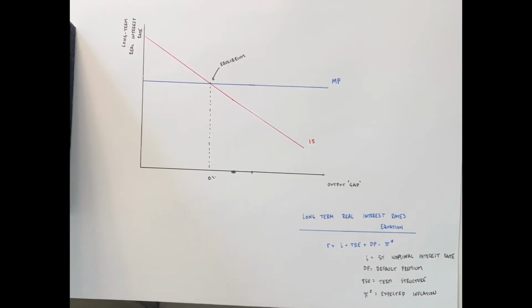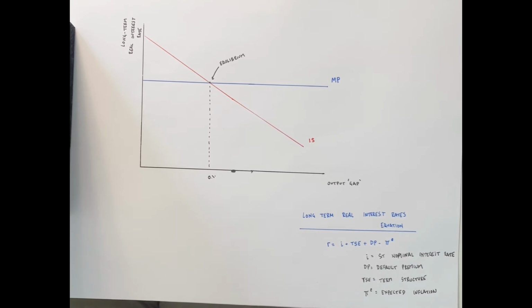That's just a bunch of letters. i is the short-term nominal interest rate. DP is the default premium. TSE is the term structure effect. And pi E is expected inflation.